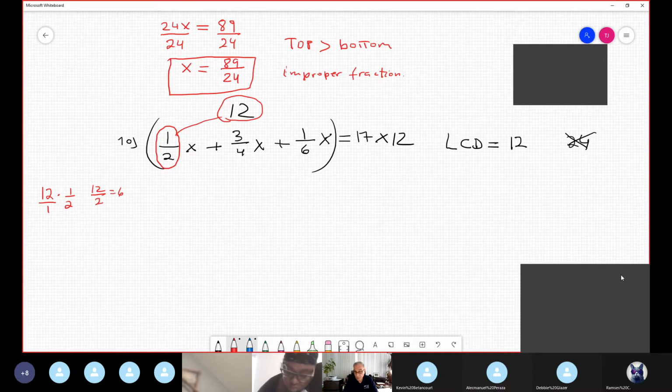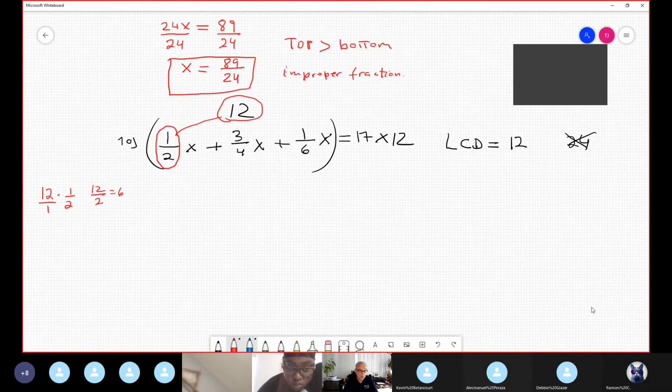It's one possibility. Another possibility I prefer is 12 over 1 times 1/2. You simplify. Divided by 2 here is 1, divided by 2 here is 6. 6 times 1 is 6, and 1 times 1 is 1, and we get the same answer. Now this is 6x.